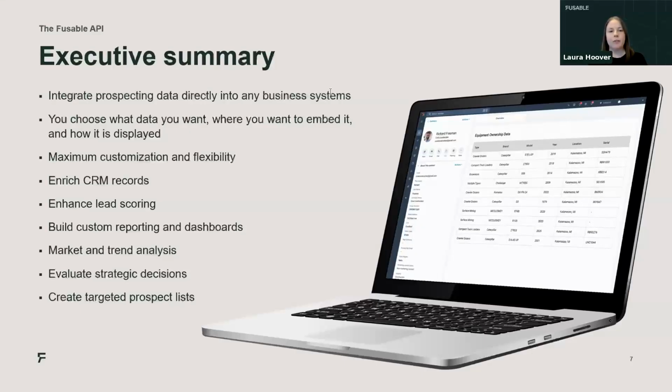For example, you can feed Fusable data into lead scoring models to prioritize the right prospects faster. You can build custom pipeline reporting that visualizes opportunity gaps or territory insights, layering Fusable segmentation with your own data. You can run deep analysis using your own parameters and filters to identify trends or evaluate strategic decisions that can be backed by data. In short, the Fusable API is designed for teams that want maximum flexibility and faster workflows powered by prospecting insights displayed exactly where they can make the greatest impact.